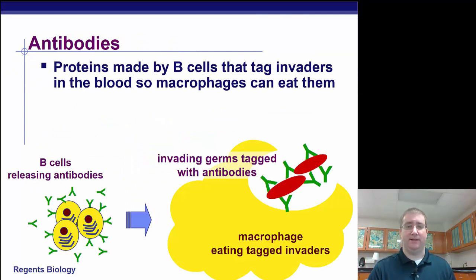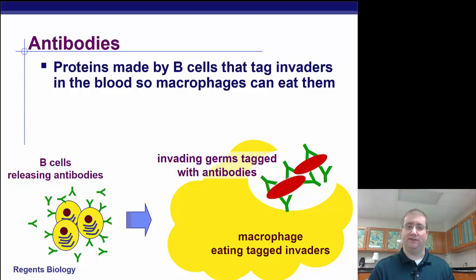Looking at antibodies, antibodies are these proteins that are made by B cells that tag invaders so macrophages can eat them. So there is a mechanism where antibodies can cause actual cell damage, but most times antibodies don't actually kill anything. Antibodies are just these flags.